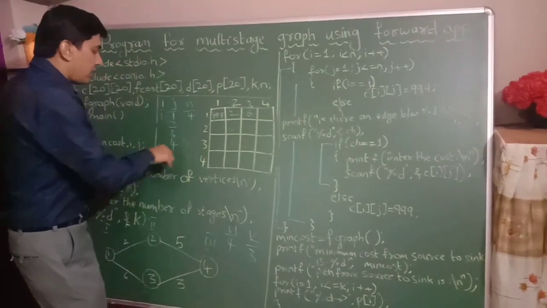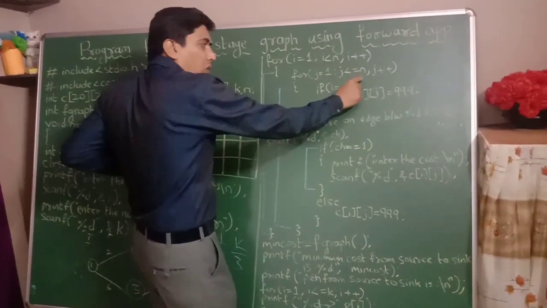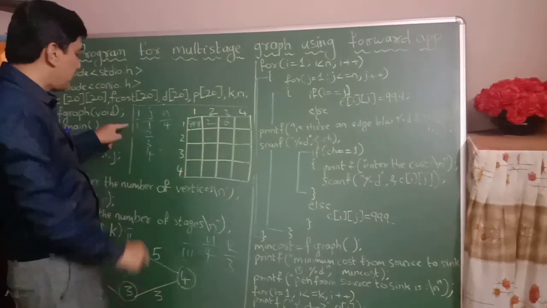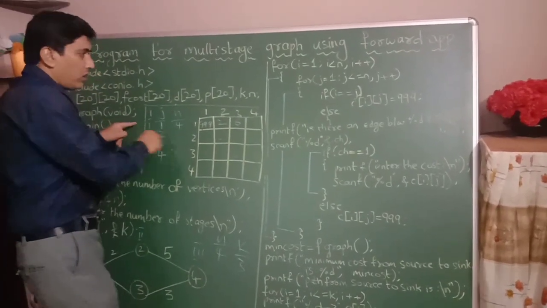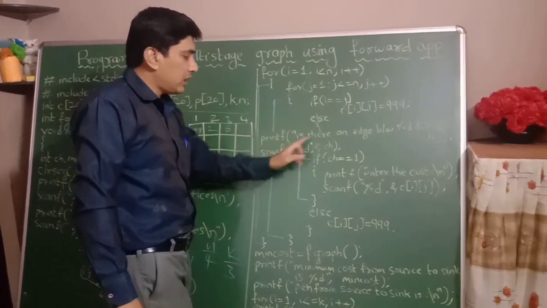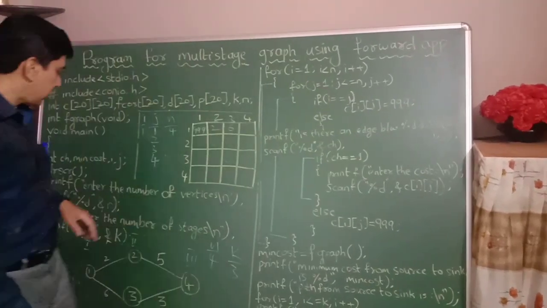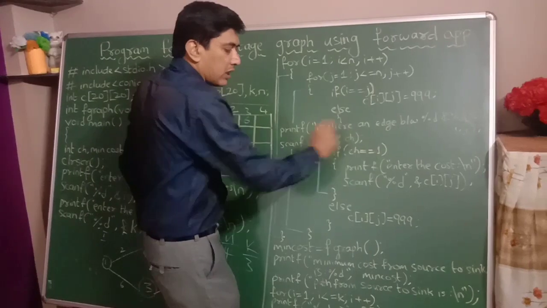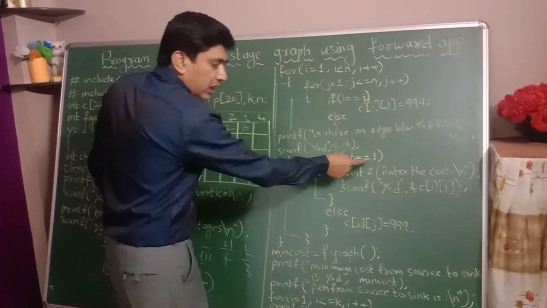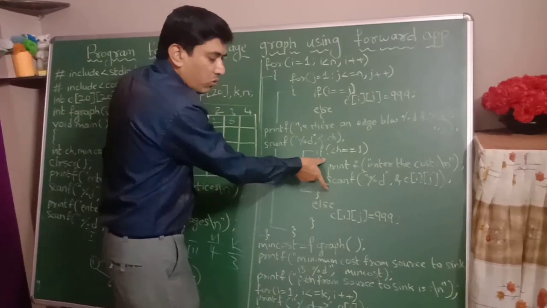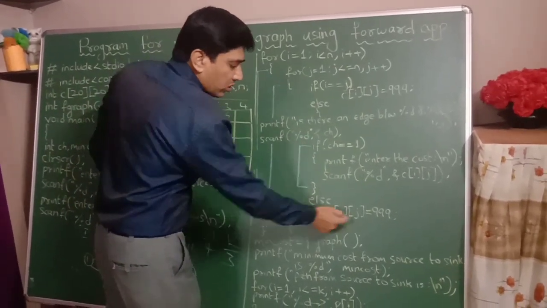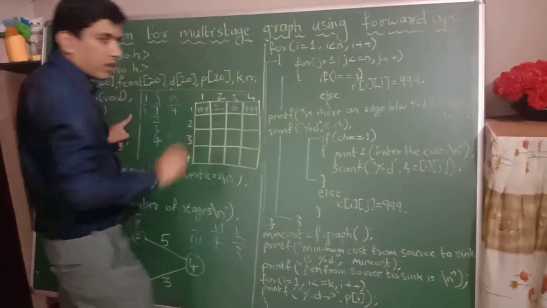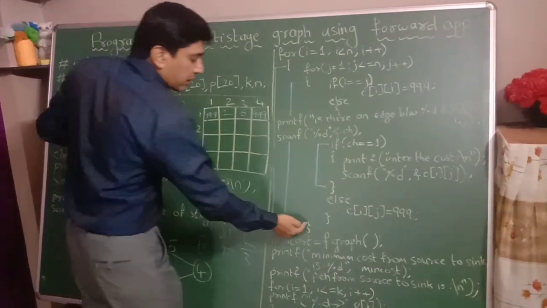Afterwards, increment the value of j by 1. Now j becomes 4. Is 4 less than or equal to 4? The condition becomes true. Is i equal to j? No, 1 is not equal to 4. It will come to the else part. Is there an edge between 1 and 4? There is no direct edge between 1 and 4. I am going to enter ch here as 0. When I enter the value of ch as 0, it will not go for this part. So initialize cost of ij, that is cost[1][4], to 999. Then next, increment the value of j by 1.